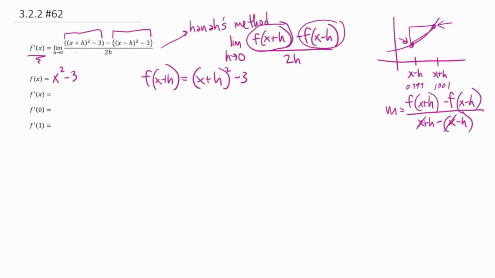Now f prime, now that I understand that this is the definition of a derivative, you can FOIL all this out and actually do the subtraction and solve the limit the old way. Or, because you know the power rule, just find the derivative using the power rule. It's 2 times x. And then to find the derivative at x equals 0, that's going to be 2 times 0, which is 0. And to find the derivative at 1, you're going to plug in x equals 1, so we get 2.